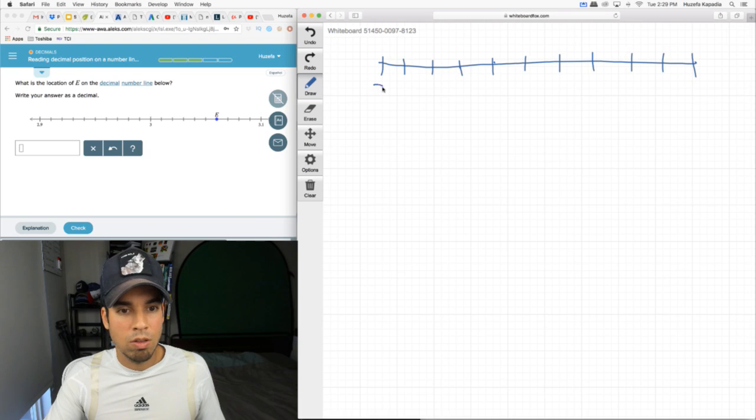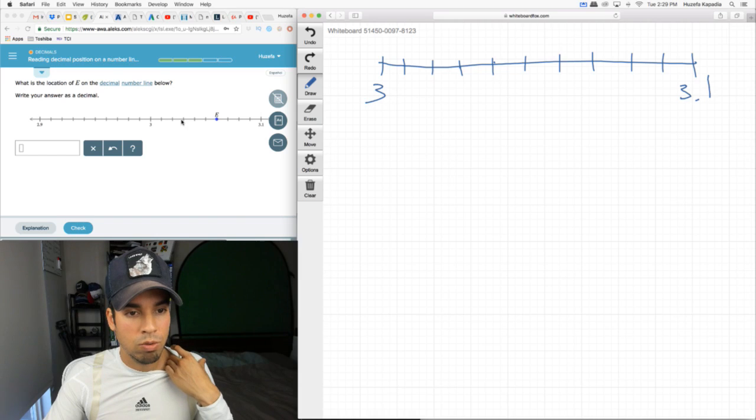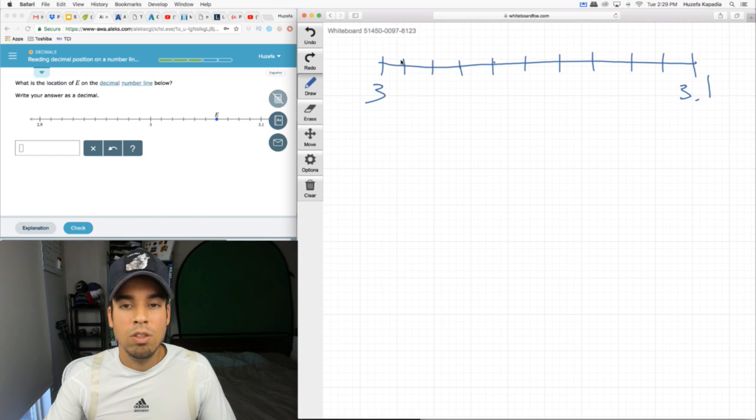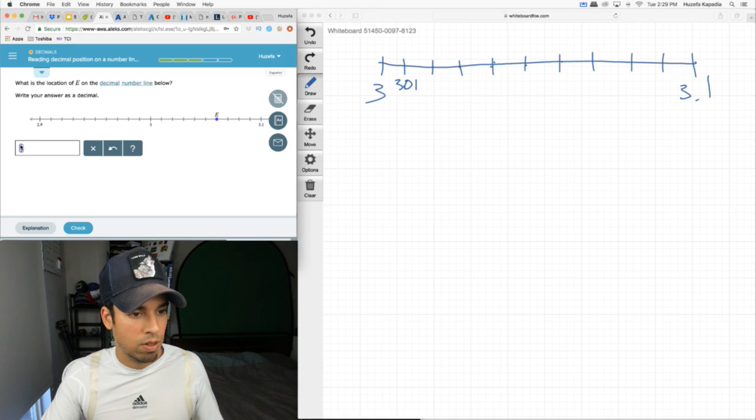We've got between 3 and 3.1. This is a little easier. Well, actually, maybe not. All right, so 1, 2, 3, 4, 5, 6. So this is not 3.1. Remember, this is 3.01, 3.02, 03, 04, 05, 06. So this is 3.06.